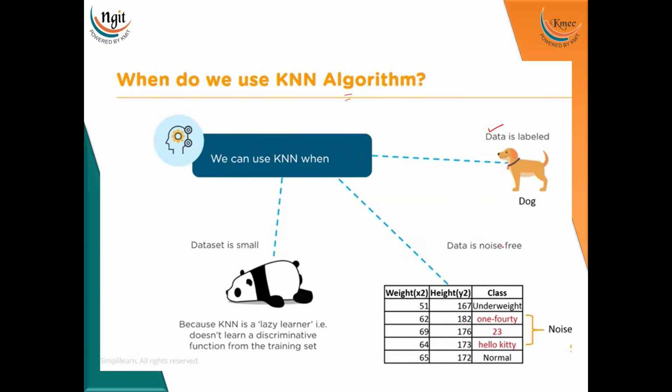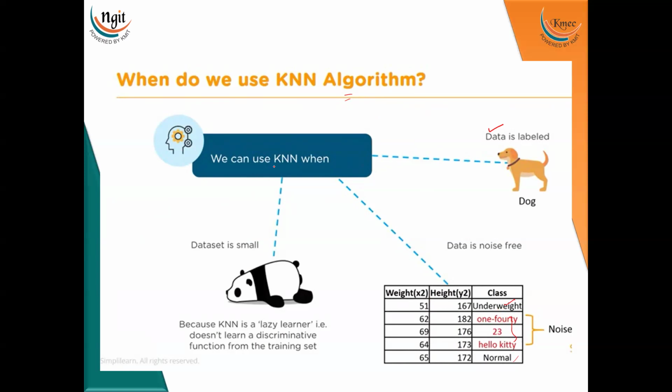And data is noise free. So when you take this as a sample data set, here we can say that the class underweight, normal, this belongs to the classes. But when you take these three, now we can say that it is noisy data. So in those cases, the KNN algorithm doesn't work.